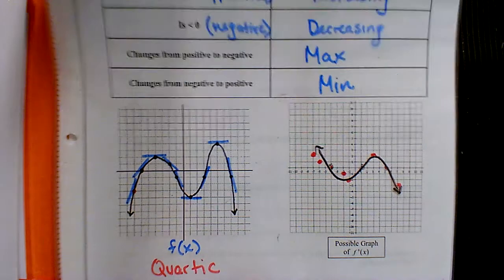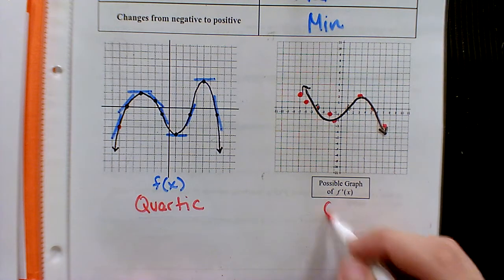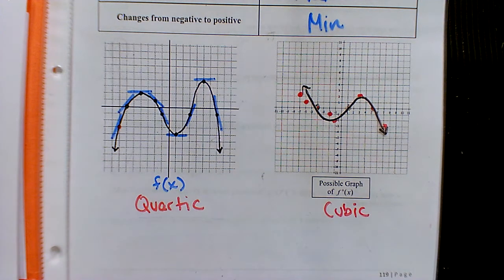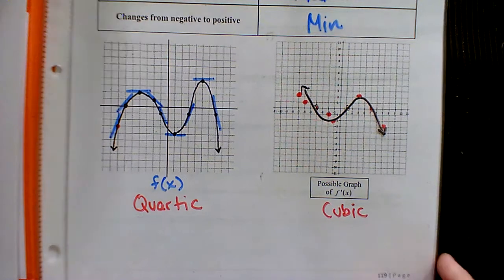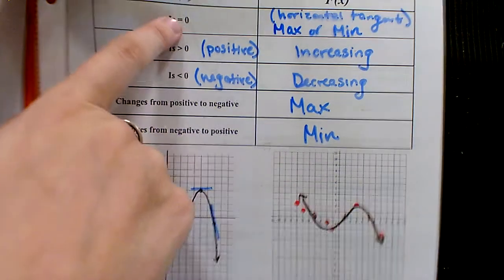Okay, so what should we have anticipated as a derivative graph? What does this one look like? Cubic, right? The derivative is always one less power, one less degree than the original. Doesn't that make sense off the power rule? Don't you bring down the power and then subtract 1 from the exponent? You lose something from the power. Okay, so it makes sense graphically.